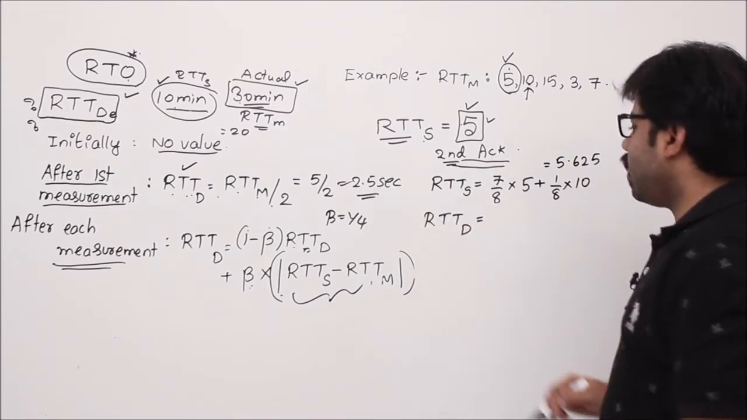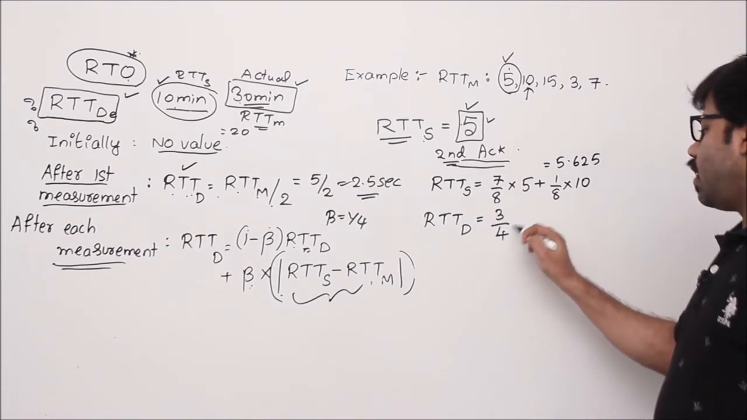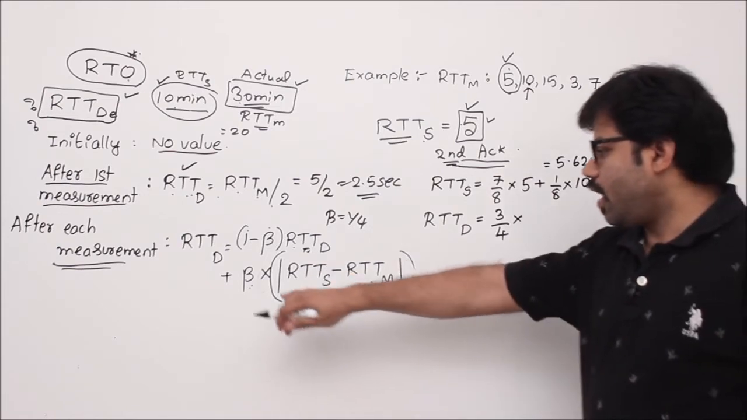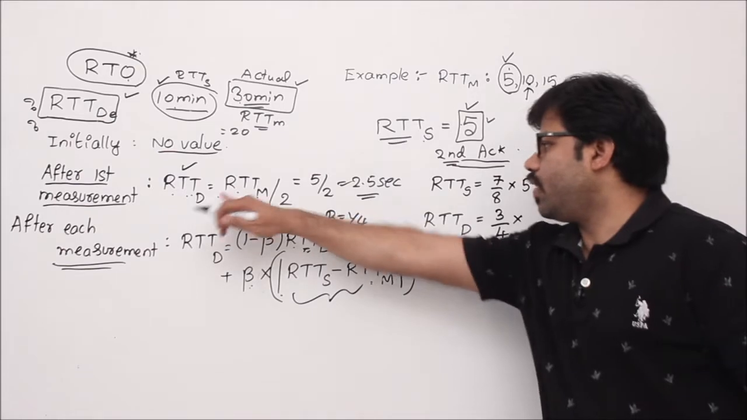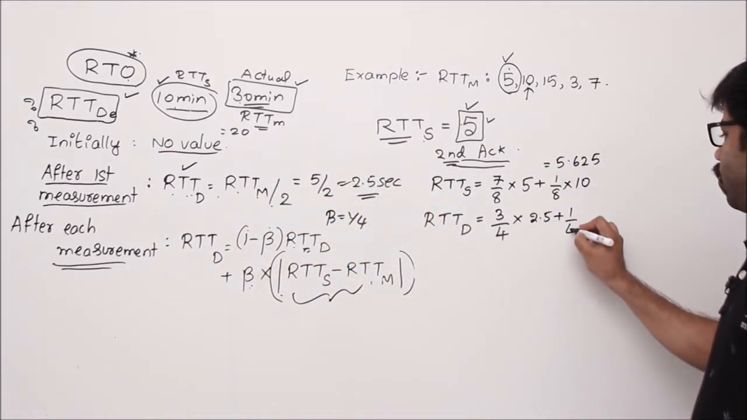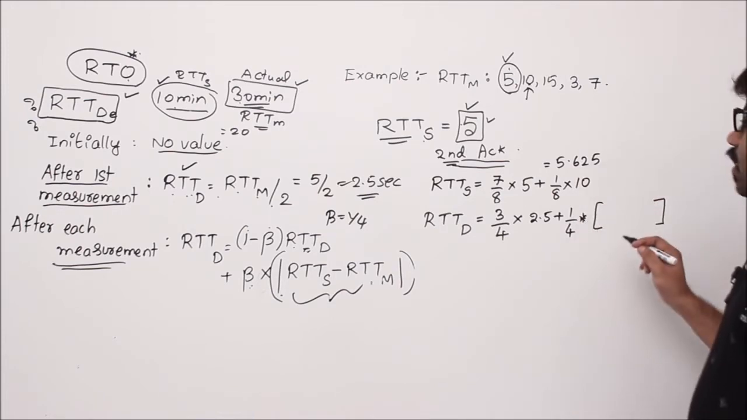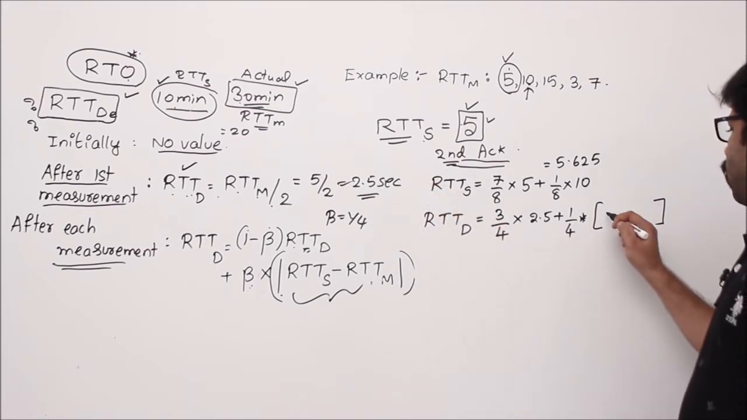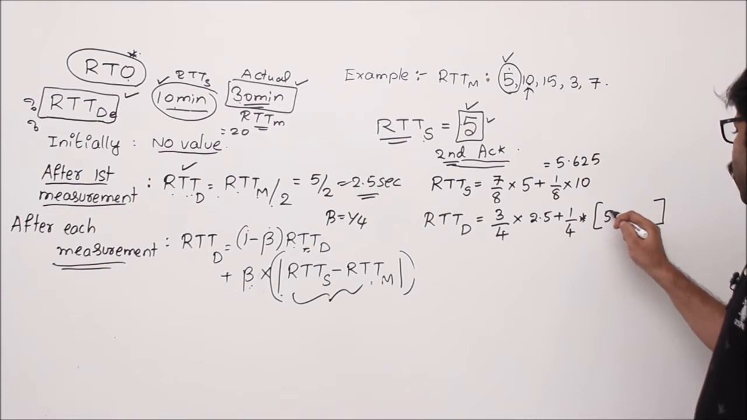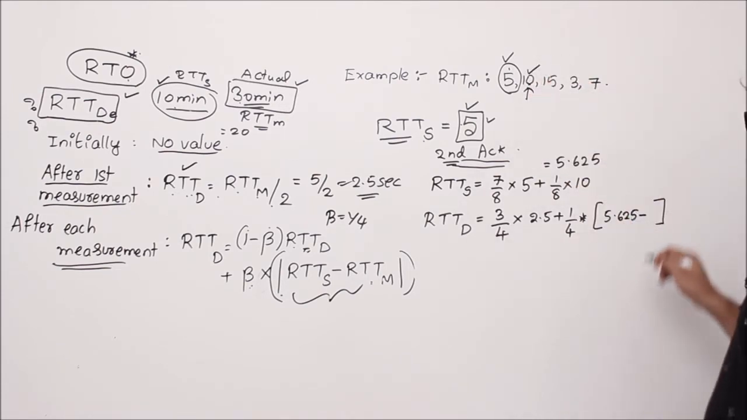The formula for the deviation in RTT is 3 by 4th of the previous RTT delay. What is the RTT deviation? See here, we have computed that already, right? The previous RTT deviation is 2.5 seconds. 2.5 plus 1 by 4 into the difference between the previous RTTS, sorry, 5.625, minus the current RTT measurement 10.